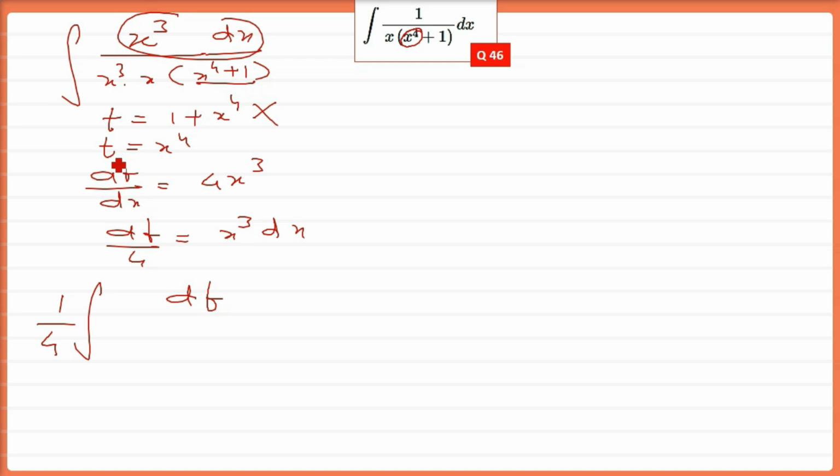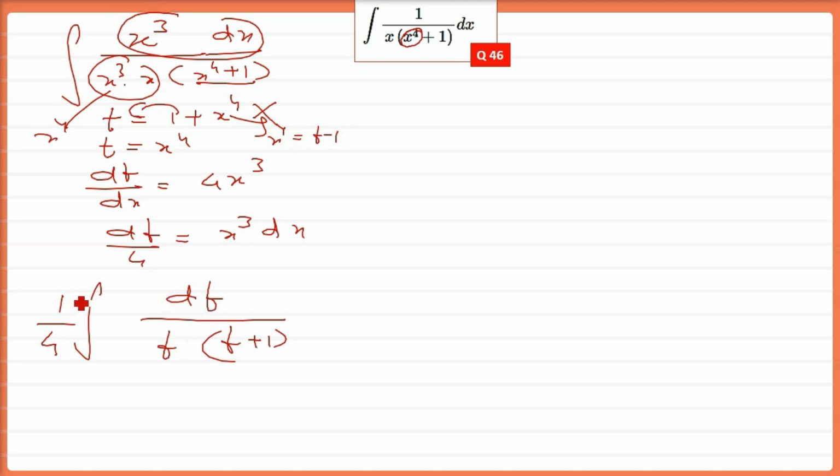And in the denominator you have x raised 4 because x cube into x is x raised 4, and 1 plus x raised 4 is 1 plus t, and as I just indicated, x raised 4 can be written as t, or you can write it as t minus 1. This x raised 4 plus 1, t plus 1 also you can write.